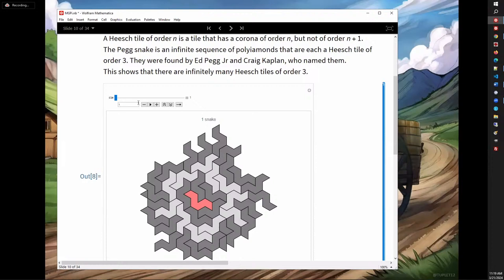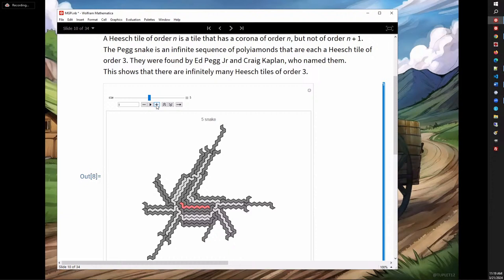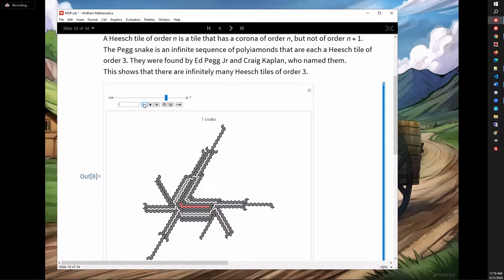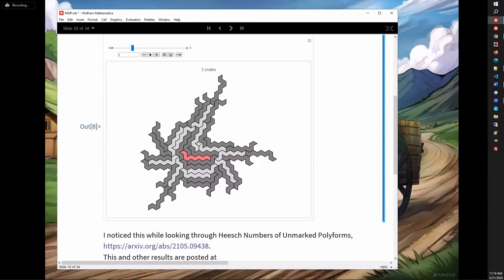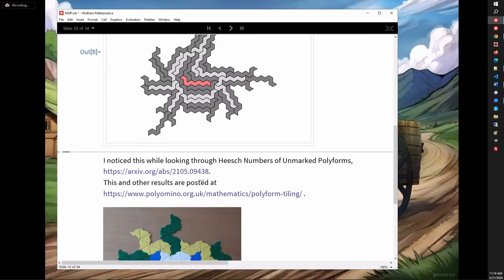So here's the smallest snake. Here's the next level, next level, next level. It turns out that all of these snakes, there's an infinite number of them. You can just keep growing them. All of them have Heesch level 3, and they can be surrounded with 3 coronas, but no more. And this is an object I found while looking at Craig Kaplan's paper, Heesch Numbers of Unmarked Polyforms. I looked through all his data and I happened to notice he had an infinite series in the Heesch threes. And so he said, well, these are now called the Pegg snakes.